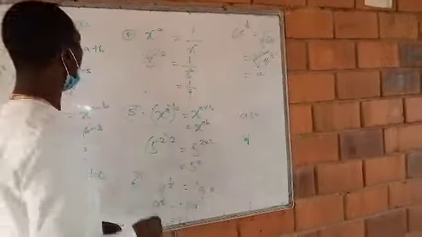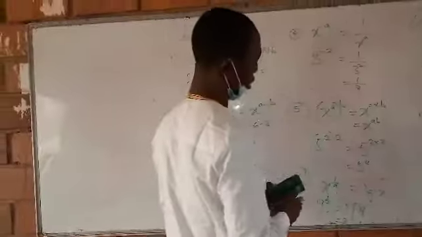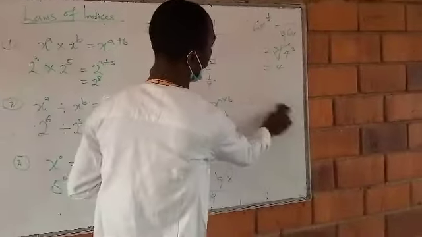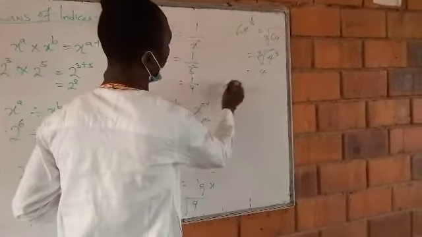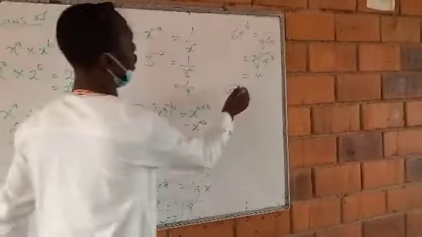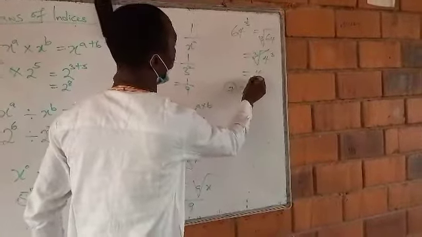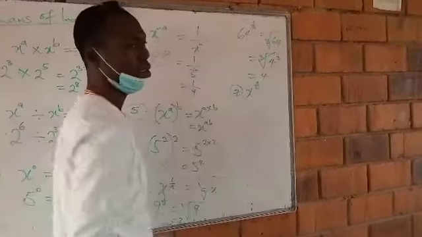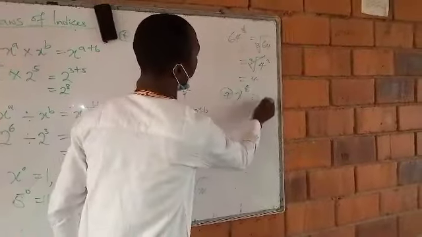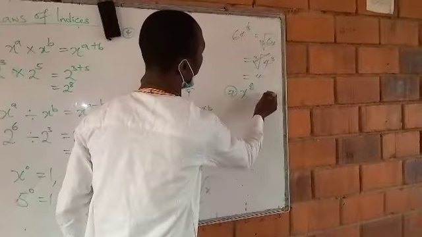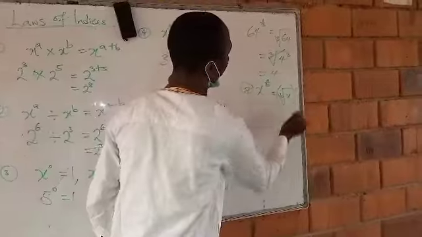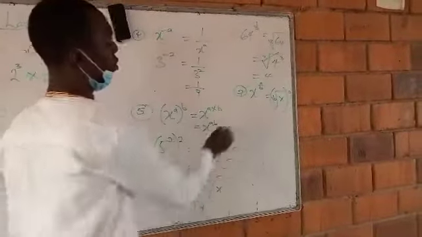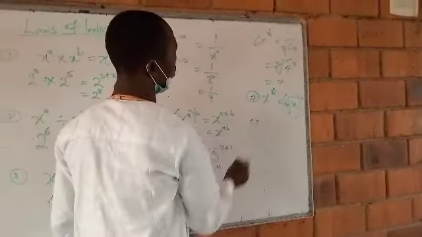Then we have another rule aside from this. Take that one as number 7. If you have x raised to power a over b, that will be the bth root, then in bracket, a will be outside.